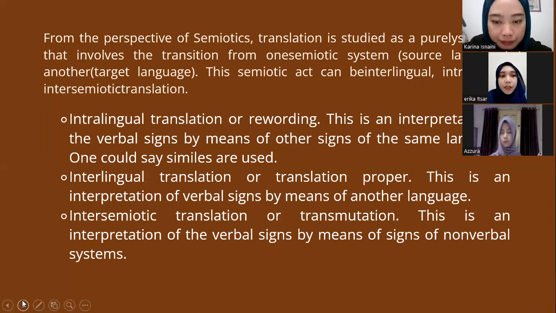Interlingual translation, or translation proper. This is an interpretation of a verbal sign by means of another language. Intersemiotic translation, or transmutation. This is an interpretation of the verbal sign by means of a sign of a non-verbal system.